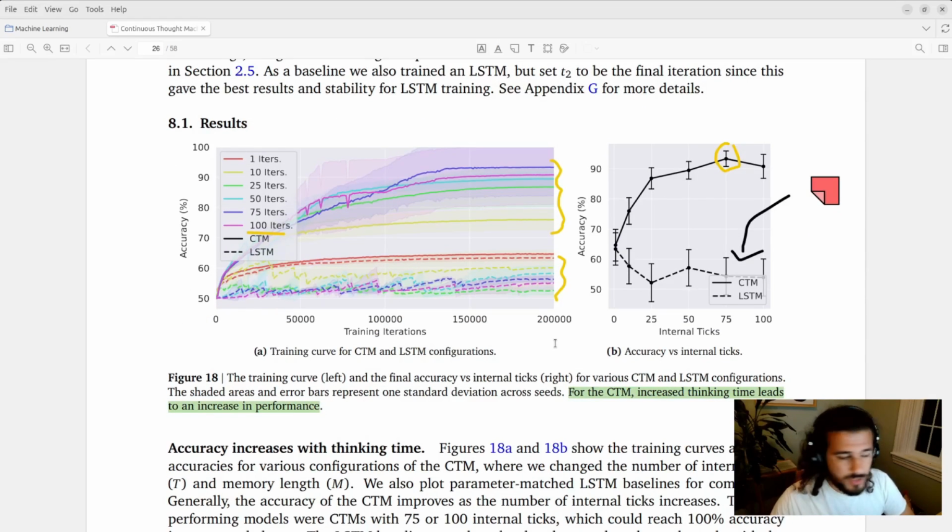So again, CTM versus LSTM, and after that many iterations, the CTM is kind of dominating here. When you have 100 ticks, it's way above LSTM. The LSTM is just not that good with more ticks. You see here it's actually worse when you have a lot of ticks than when you only have one. It was not made to have ticks. And you see clearly that as the number of ticks increases, the CTM gets better and better, up to 75, which makes sense, and then the LSTM is just getting worse.